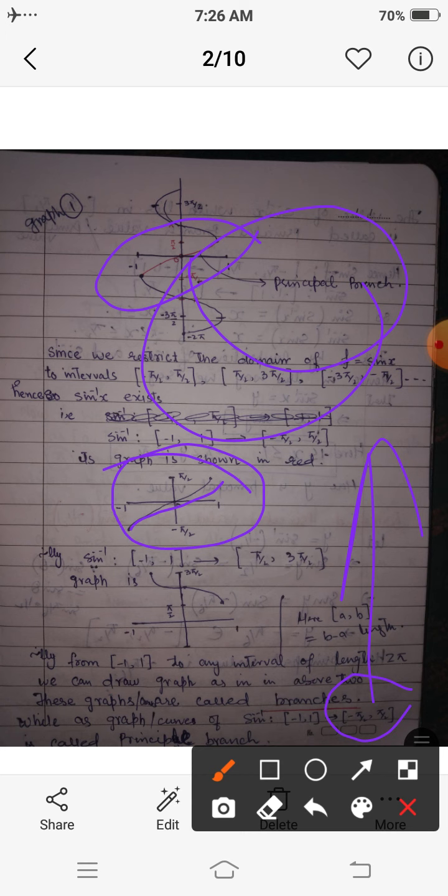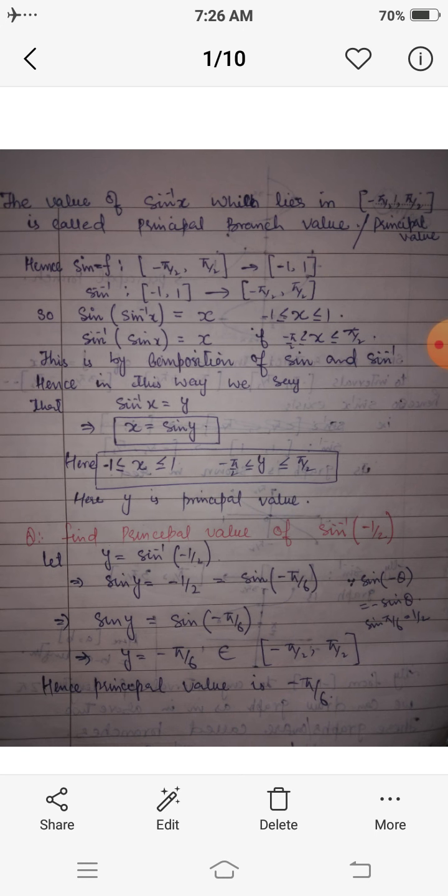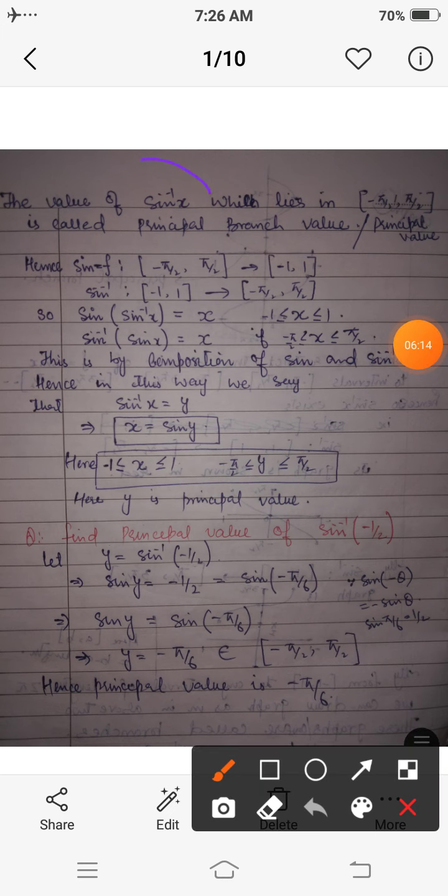But if we consider the interval minus pi by 2 to pi by 2, it is called the principal branch value. So this is the principal branch value. So from this we conclude that the values of sine inverse x which lie in the interval minus pi by 2 to pi by 2 are called the principal branch values, or simply the principal values.